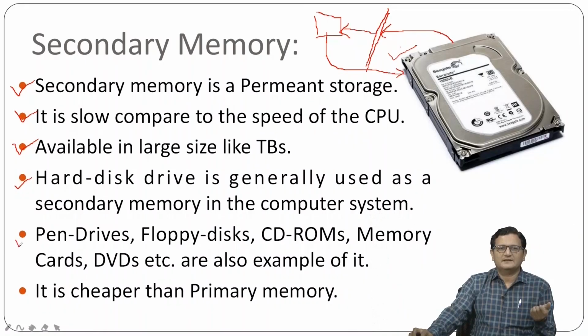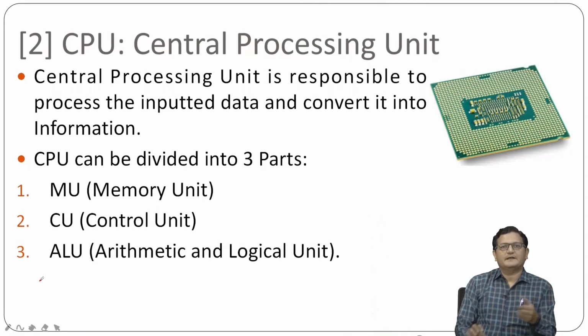Apart from the hard disk, there are so many other things. We are using a pen drive, a floppy disk, CD-ROMs, memory cards, DVDs. All these things are examples of what? Secondary memory. Secondary memories are always cheaper than the primary memory, right? So this memory is quite cheaper than your random access memory or primary memory. Fine. Now we'll talk about the central processing unit.